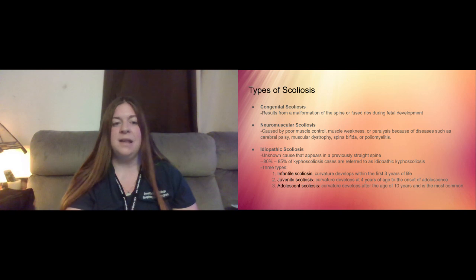About 80 to 85% of kyphoscoliosis cases are referred to as idiopathic kyphoscoliosis. And there are three types. First is infantile scoliosis, which is when the curvature develops within the first 3 years of life. Second is juvenile scoliosis, which is when the curvature develops at 4 years of age to the onset of adolescence. And third is adolescent scoliosis, which is when the curvature develops after the age of 10 years and is the most common.